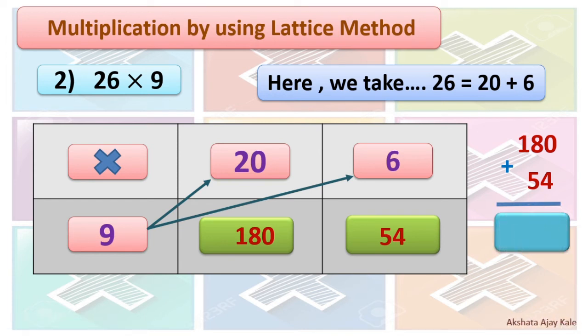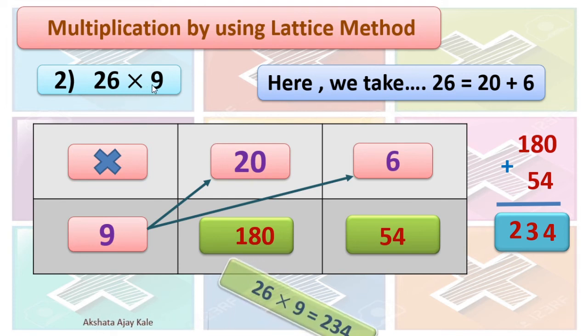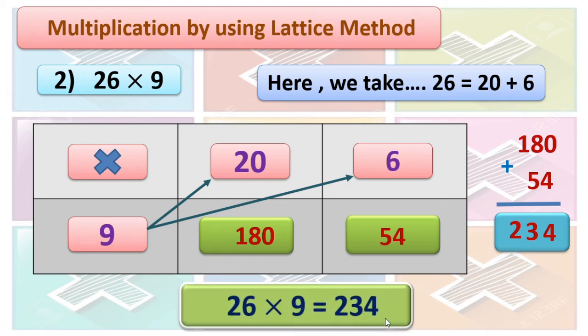The answer is 0 plus 4, that is 4. Then 8 plus 5, that is, yes, 13. Very good. 3 here, 1 carried over. Now 1 plus 1, that is 2. Right? So the answer is 26 multiplied by 9 is equal to 234. Very good. One more sum we will go through.